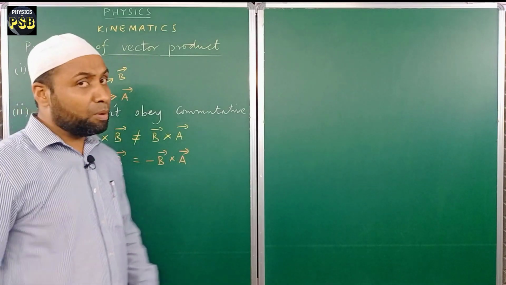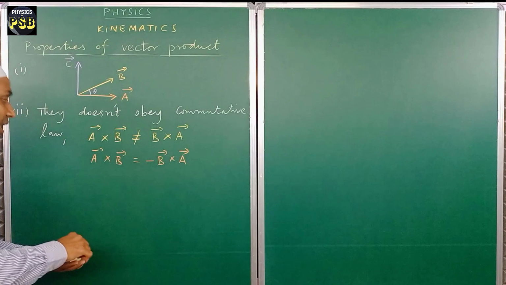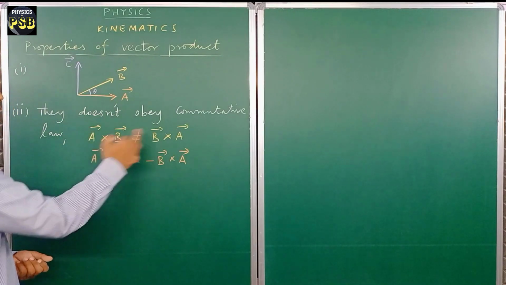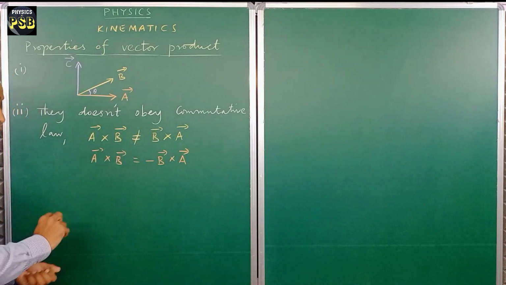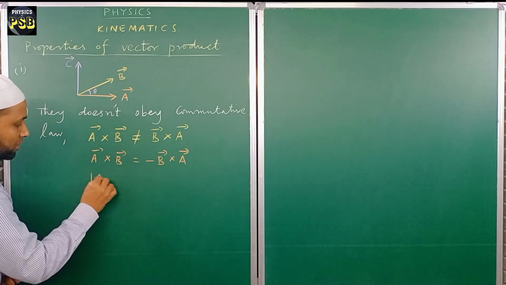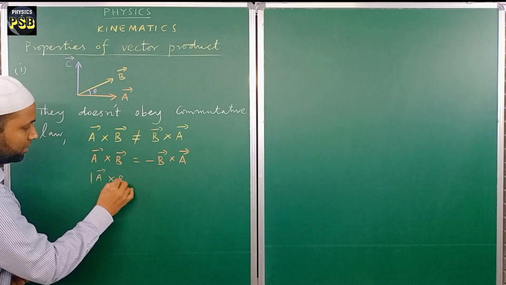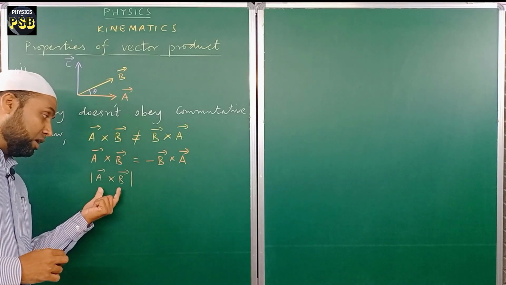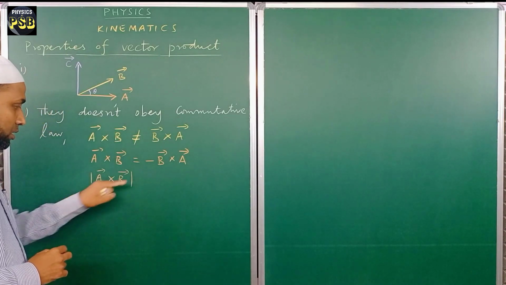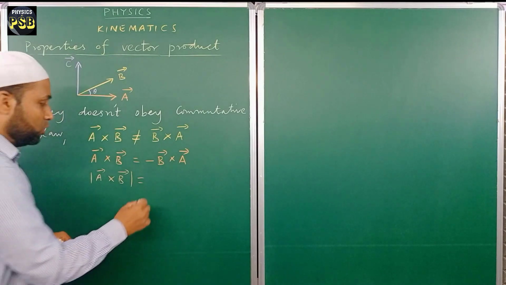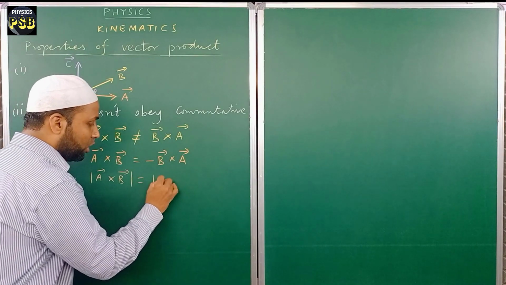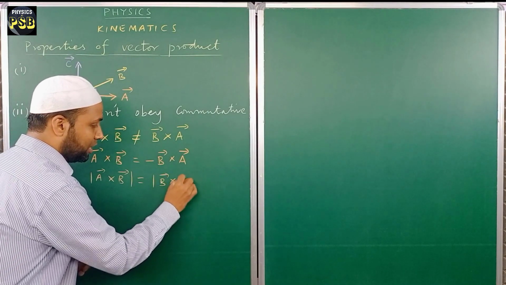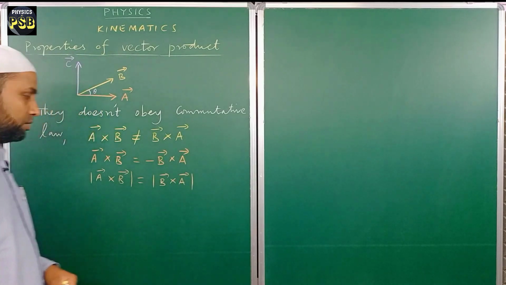But here you need to remember one thing, that if I take the magnitude of these two, then they will be equal to each other. Modulus of vector A cross vector B, which represents the magnitude of vector A cross vector B, is found to be equal to the magnitude of vector B cross vector A. Understand?